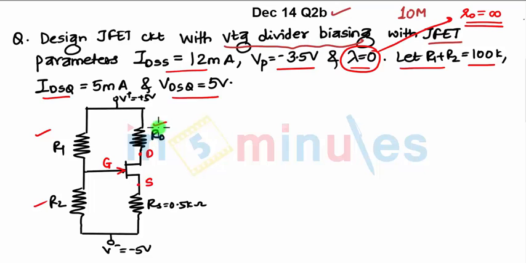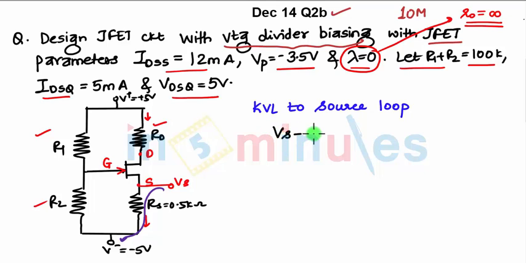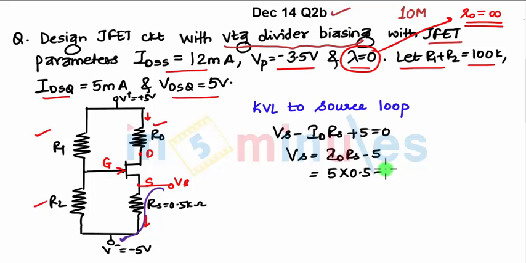Now since the current flowing through the drain is given, the same current flows through the source, so we can find the voltage at the source. When you apply KVL to the source loop, the equation will be Vs minus ID into Rs plus 5 equals 0. So you can find the voltage at the source as ID Rs minus 5. IDQ is given as 5 milliampere, RS is 0.5 kilo ohms, so 2.5 minus 5, we get VS as minus 2.5 volts.